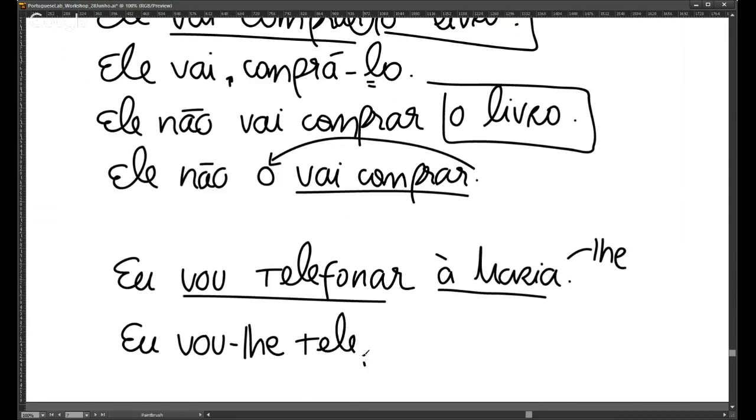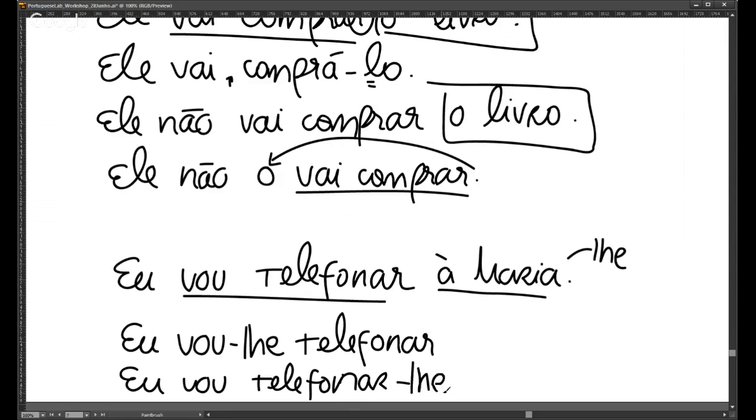Eu vou-lhe telefonar. Eu vou telefonar. Both these options are possible. Which one do I use most, if you would ask? It's hard to say. You really can use them interchangeably. They are both possible options. So I hope this example helps you a little bit.